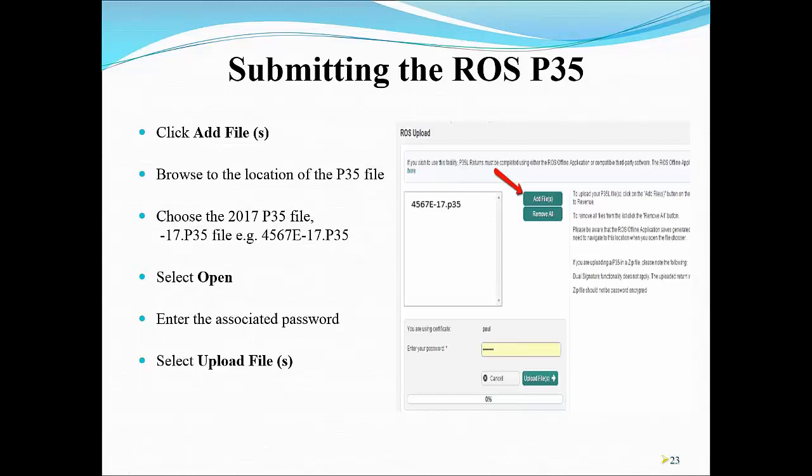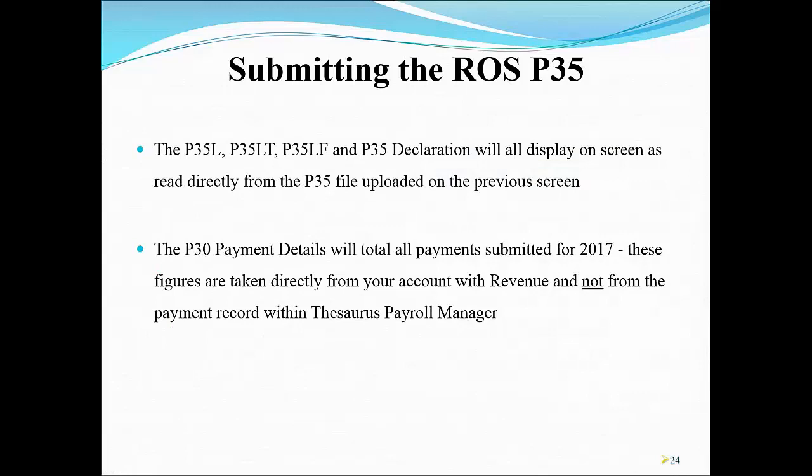So select that file, and on the screen you're going to press Open, and you'll find that file then appears in your box here. This will be blank before you do this process, so make sure that file is showing in the box highlighted here. Once it's here, then you just need to enter your password again and click Upload File here. At this point, ROS will read everything that's in that P35 ROS file that you've just uploaded, and you will now find that your P35L, your P35LT, if applicable, your P35LF and P35 declaration will all display on screen for you. As I say, it's just being read directly from that P35 file upload.